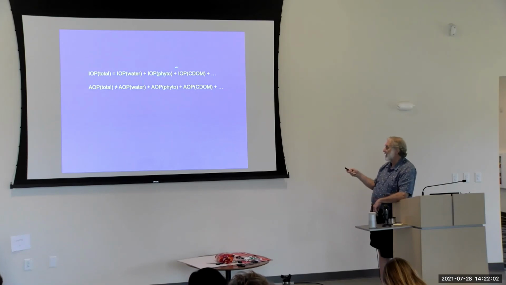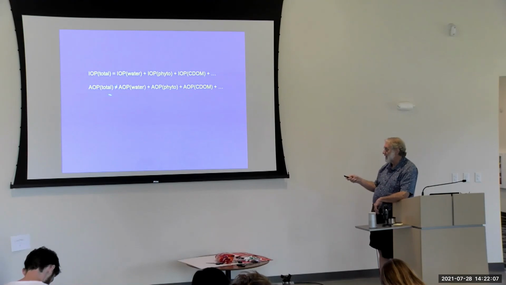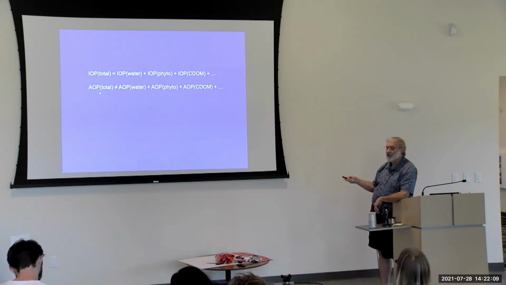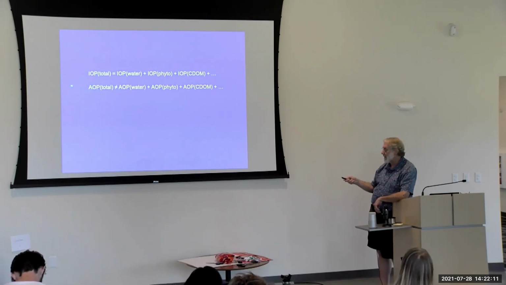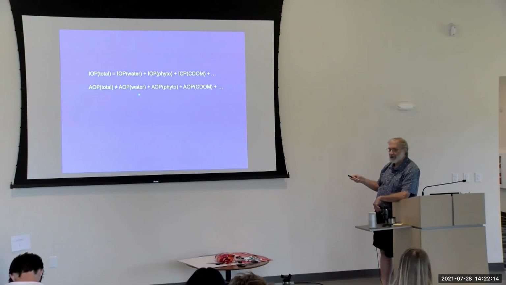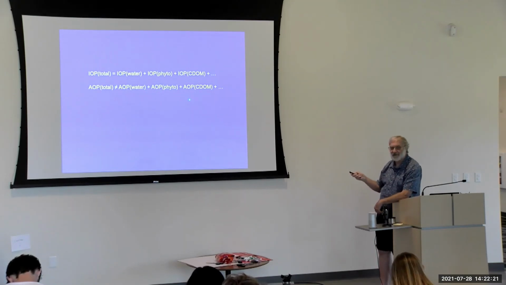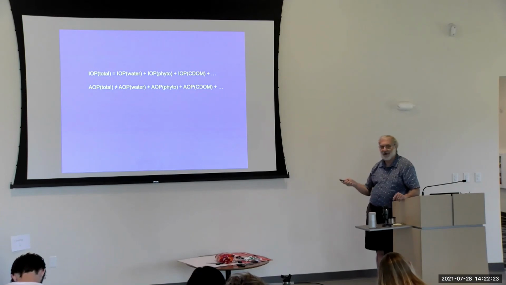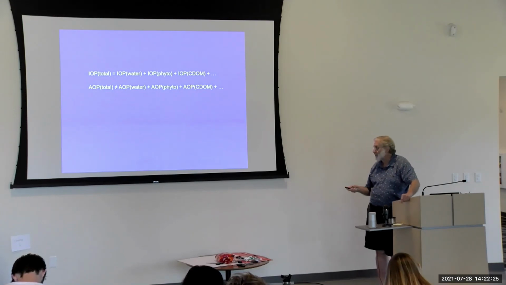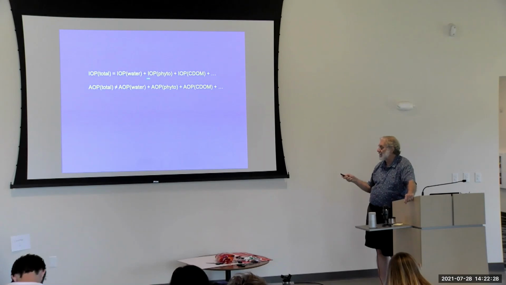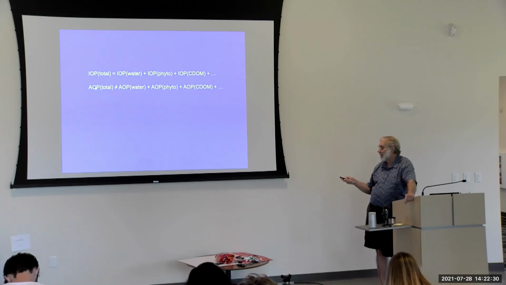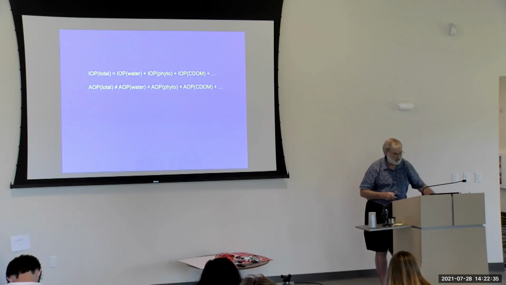The one thing to remember is IOPs: the total is equal to the IOP of the water plus the absorption for phytoplankton plus the absorption for CDOM, whatever it is. AOPs, the total remote sensing reflectance, for example, is not equal to the remote sensing reflectance of pure water plus the remote sensing reflectance for phytoplankton plus the remote sensing reflectance for CDOM. It just can't be broken down like that. So just remember, IOPs are additive. You can measure them in a bucket of water. AOPs are not additive, and you have to measure them in the ocean.